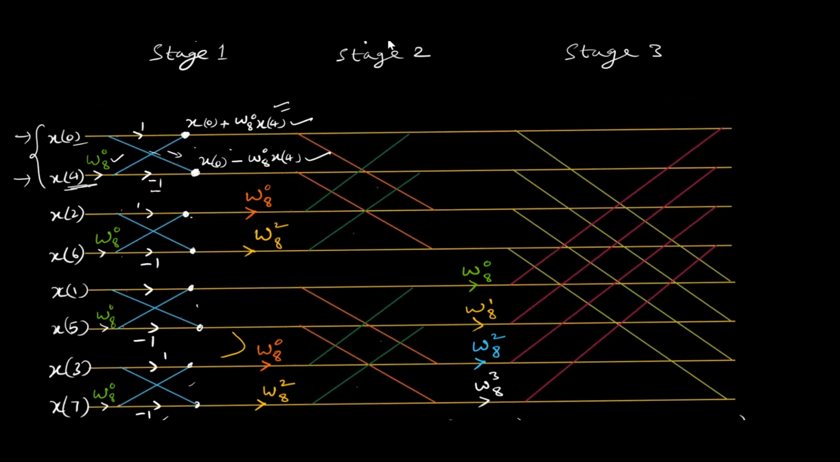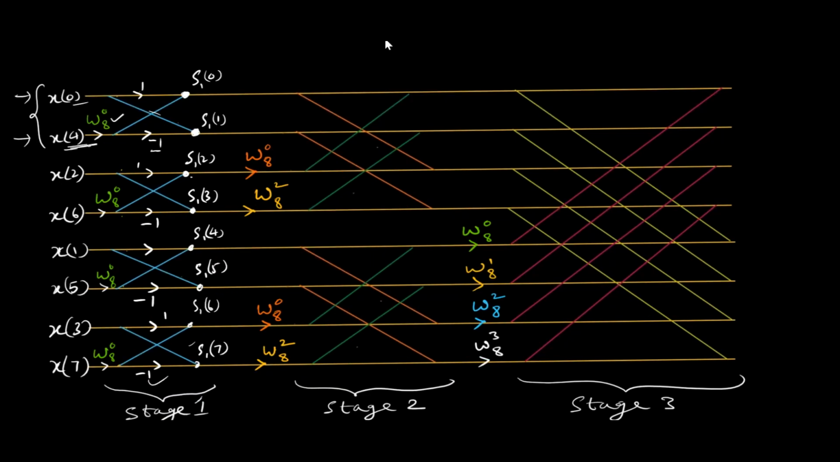let us name this expression as S1 naught, stage 1 zeroth sample. Likewise, let us name this sample as S1 1. Similarly I have mentioned all the values in the form of S1, S1 0 to S1 7. Now these values will act as input for the next stage butterflies. In a similar way we'll perform this computation.